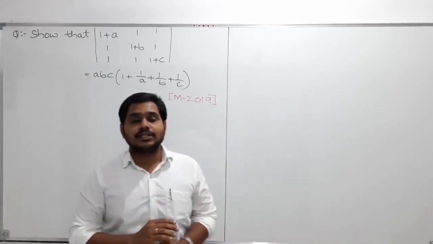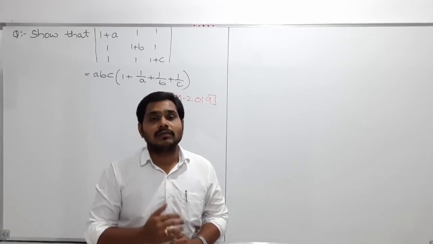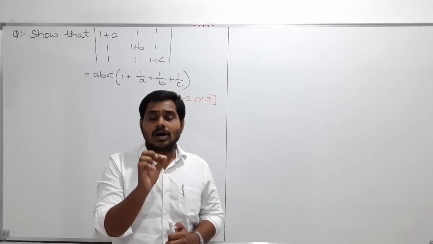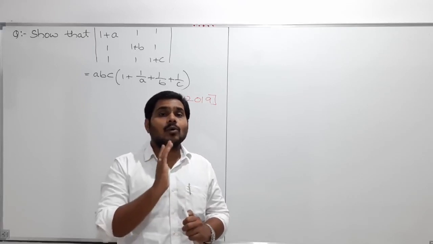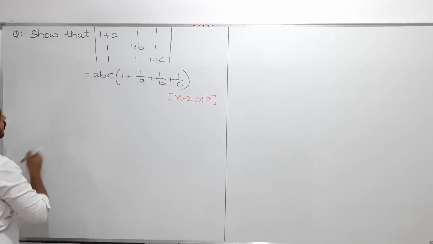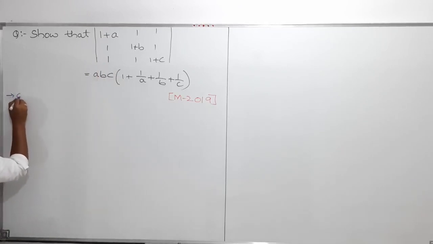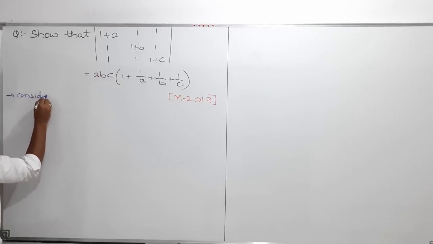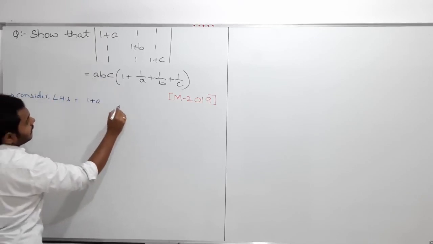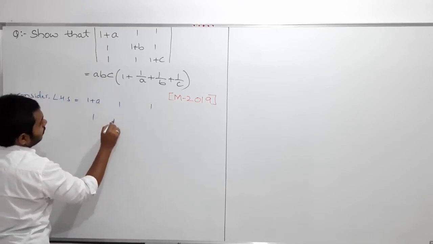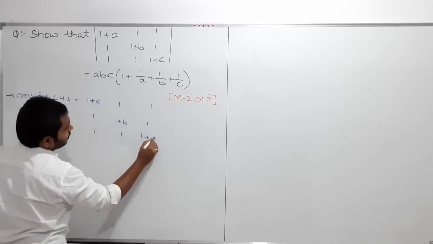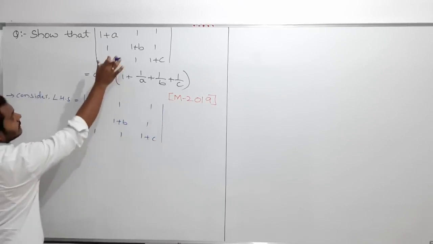So before solving, my dear students, what I told you is that whenever we are solving these types of questions, before writing in the notes or solving in the notes, first we should think: what is the LHS and what is the RHS? Next I will write here, my dear students, I consider the LHS. What is the LHS here? The LHS is the determinant with rows 1 plus A, 1, 1; 1, 1 plus B, 1; and 1, 1, 1 plus C. So this is the LHS part I considered.